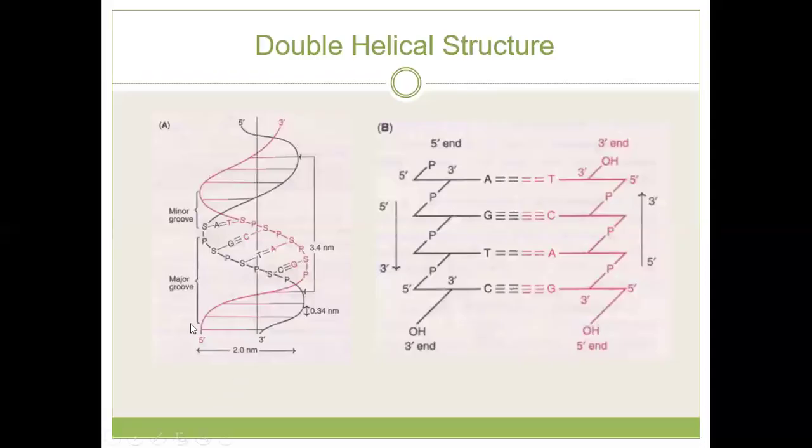And when this twisting occurs, the DNA produces two holes or two pockets. They are called grooves. The smaller one and the larger one. The smaller one is called the minor groove, while the bigger one is called the major groove.